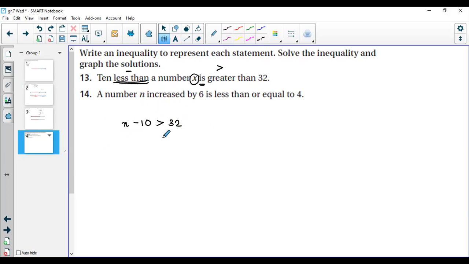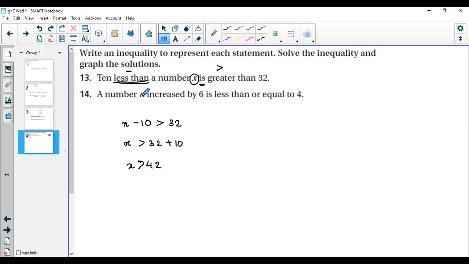Well, now you must be very fluent in solving inequalities. So simply it's going to be x is greater than 32 plus 10, which is going to give you x is greater than 42. And you need to graph this: draw your number line, start the number line with 40 and finish it with 50, and then draw where this shows. You know well what to do. Let's move to this question.